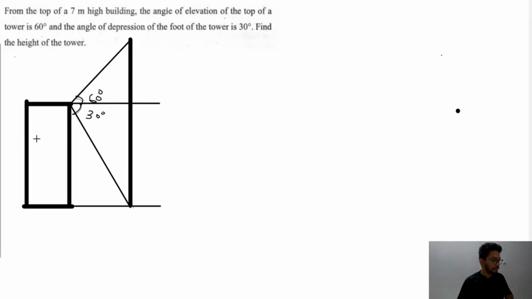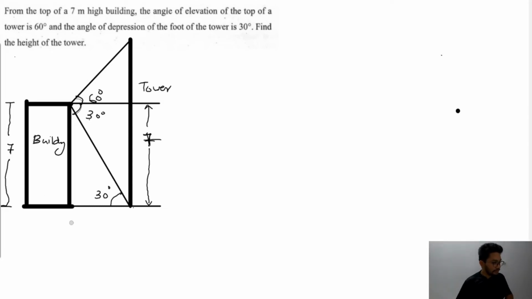Let's name it. So this is our building and this is our tower, and this is the base. This building is 7 meter high, and we need to find the tower height. So this much height is 7 meter, and if this angle is 30 degrees, this angle will also be 30 degrees.